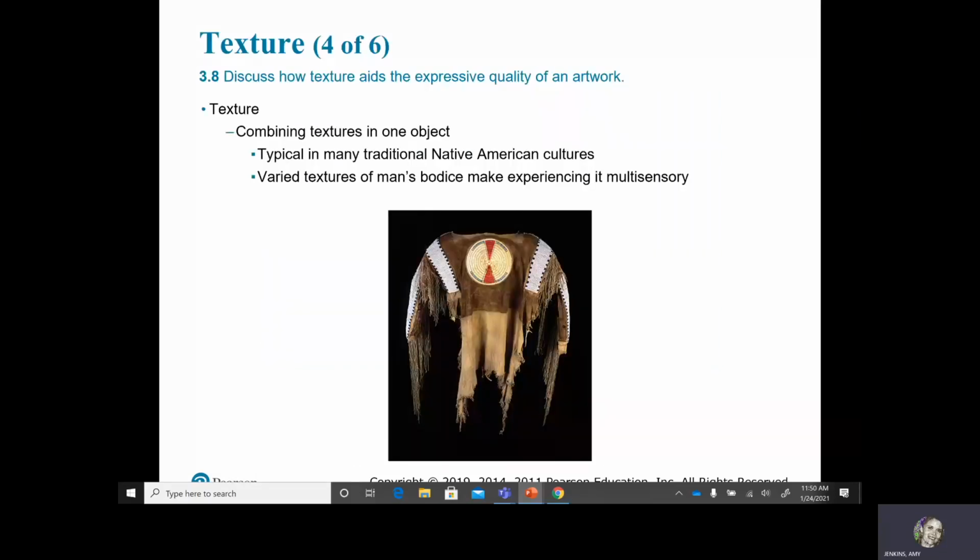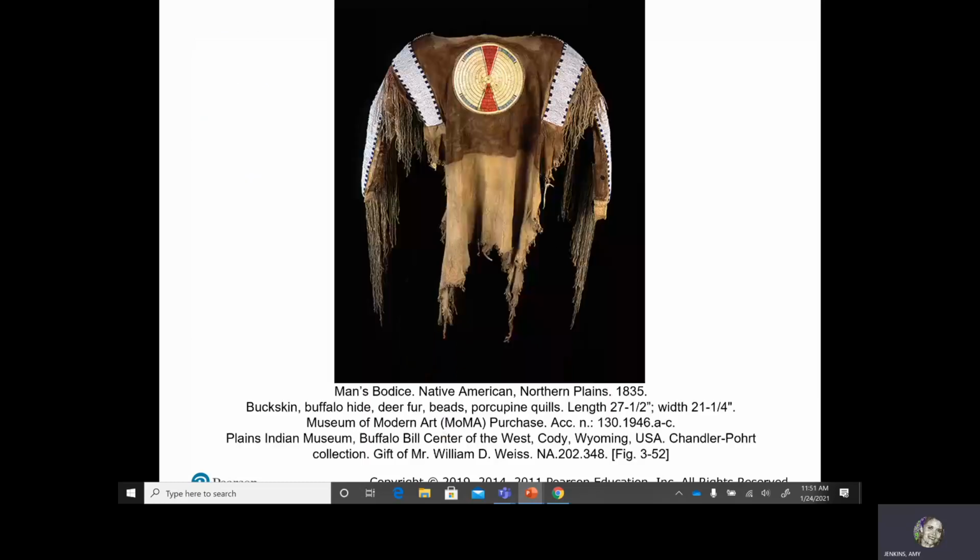Combining textures in one object is typical in many traditional Native American cultures. We have varied textures of a man's bodice, experienced multisensorily. A lot of different textures: buckskin, buffalo hide, deer fur, beads, porcupine quills. So very tactile.